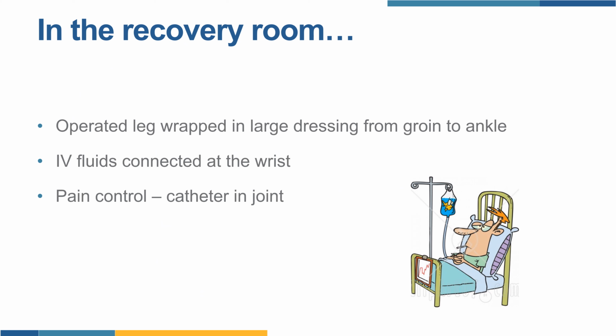After the operation, you will wake up in the recovery room with a large dressing or bandage from your groin to your ankle. IV fluids will be connected at your wrist. There will be a small tube or catheter going into your knee joint to put pain medication inside of your knee.